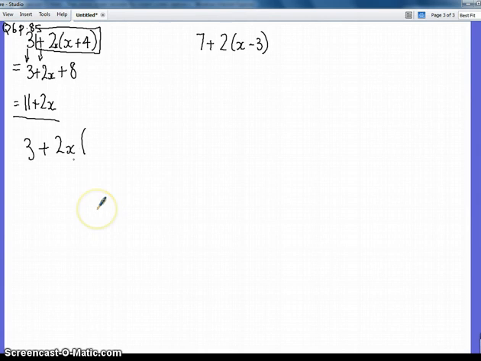Write it out properly to start with. And this is going to finish soon. 2x plus 4. Okay, so remember there's a times in there. We take that down. 2 times x is 2x, plus 2 times 4 is 8. 3 plus 8 are our like terms, and it becomes 11 plus 2x.